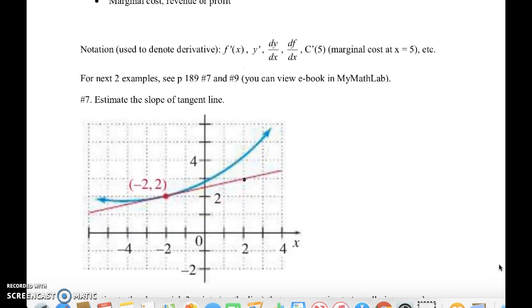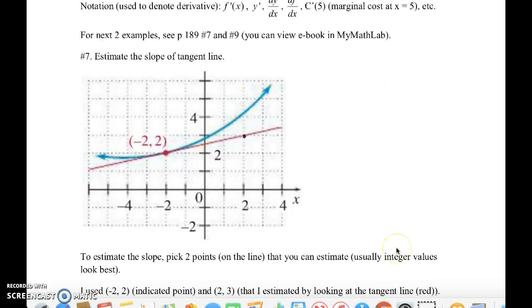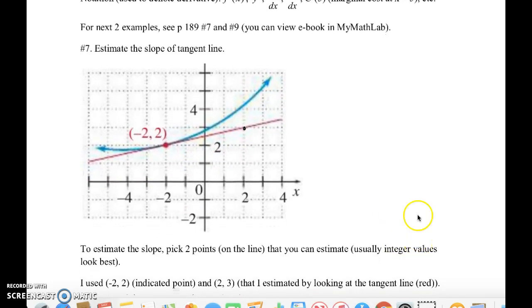All right. So here is our graph. And what we have is our function that's in blue that curves upward. We have our tangent line, which is in red. And we're given the point negative 2, 2, which is that point of our instantaneous rate of change. Right? And what we want to do is estimate the slope of this tangent line. And what we want to do is pick 2 points on this line that you can estimate the easiest.